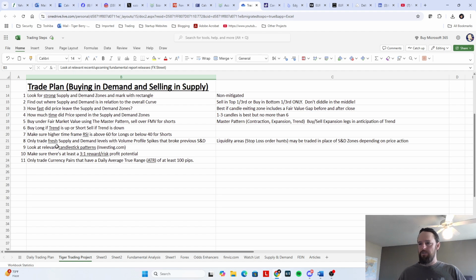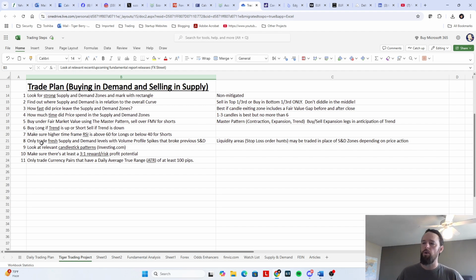Number 7, make sure higher time frame relative strength index is above 60 for longs or below 40 for shorts. That's the RSI indicator. It's basically just showing you the strength of a move, okay? And again, this will make sense when I show you on the chart.